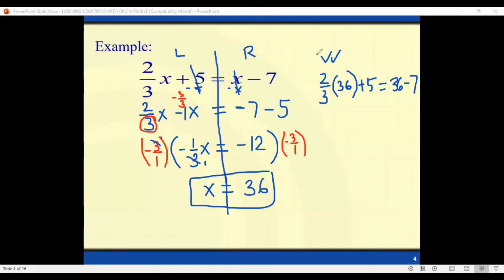Okay, so again, by simple solution, you can just cancel the 3 with the 12 or the 36, which will give us now a 12. And multiplying 2 and 12, the answer that you will be getting there is 24 plus 5. That gives us an answer which is 29. And subtracting 36 minus 7, the answer is also 29. So we can say that they are equal. That means to say that our solution, x equals 36, is correct.